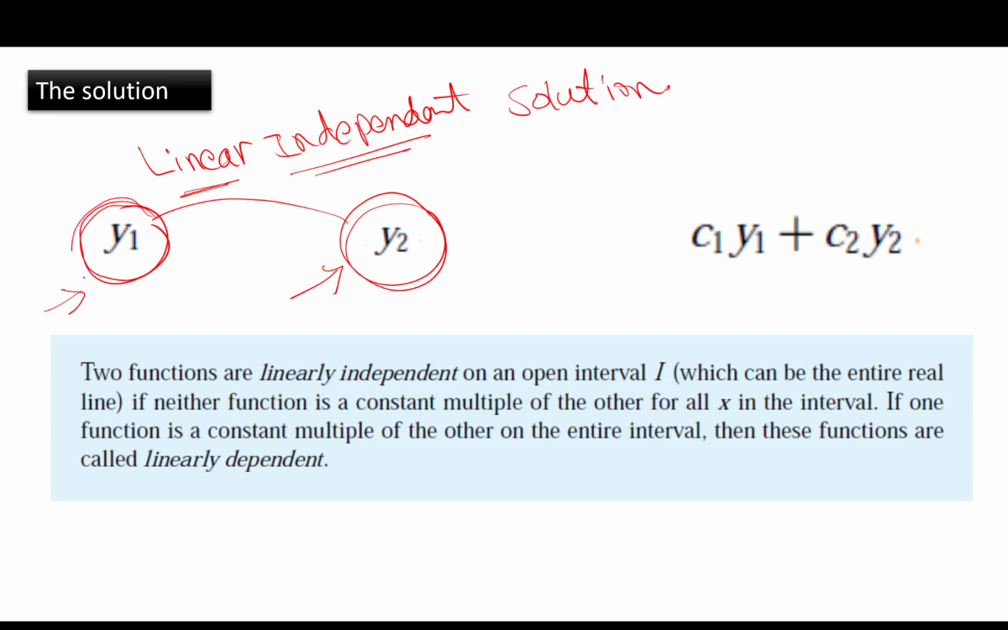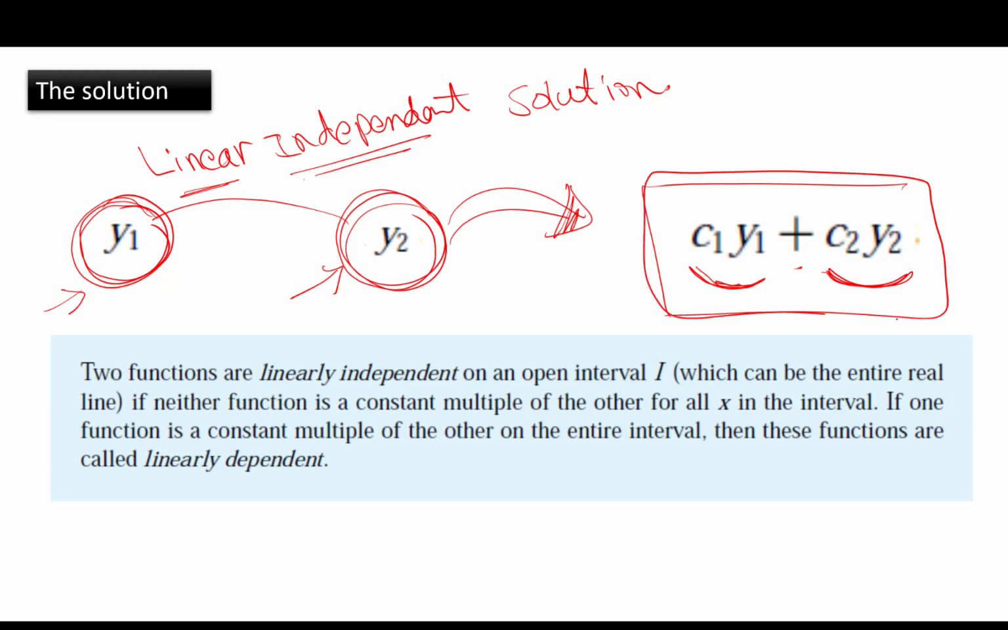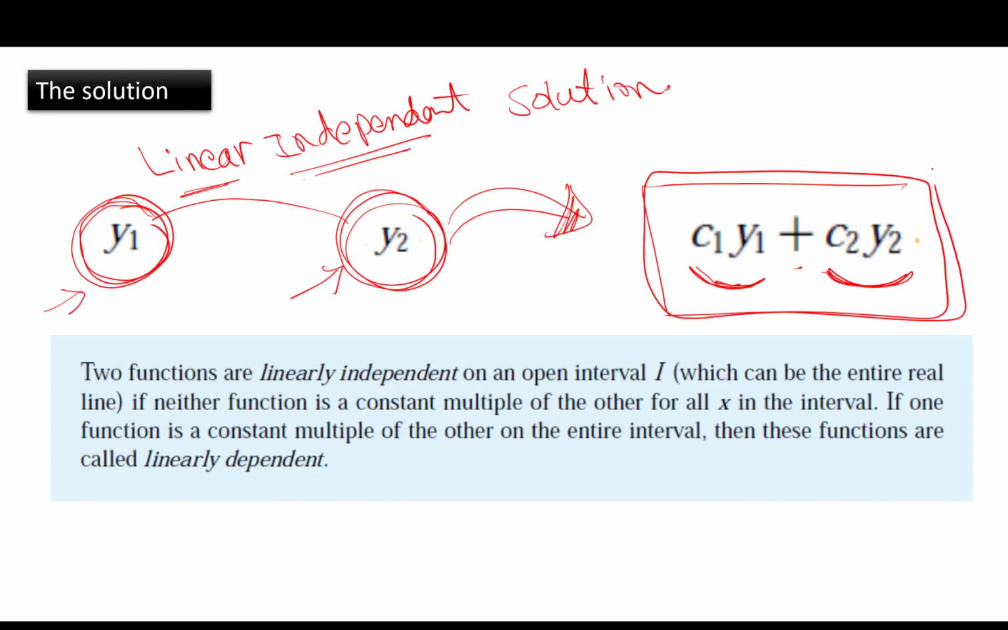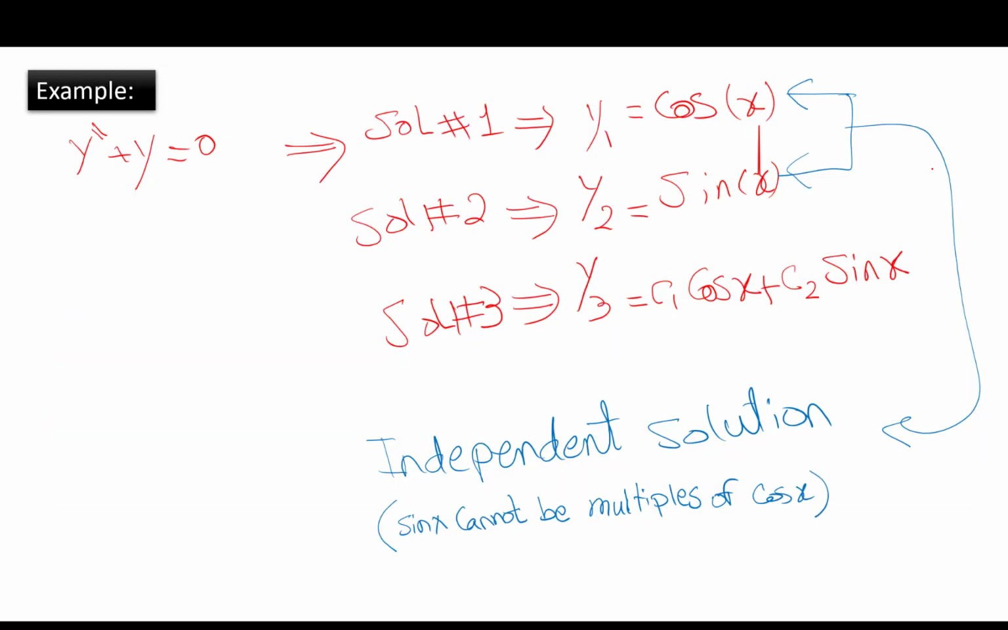If we have two linearly independent solutions, we can put our general solution for the homogeneous equation as C1 multiplied by y1 plus C2 multiplied by y2. This is going to be the general solution that contains every solution for the homogeneous equation. Okay, so let's put it in a solid form for you here.